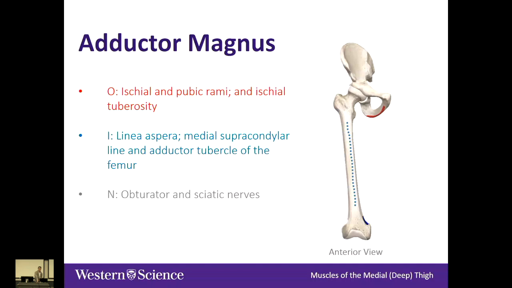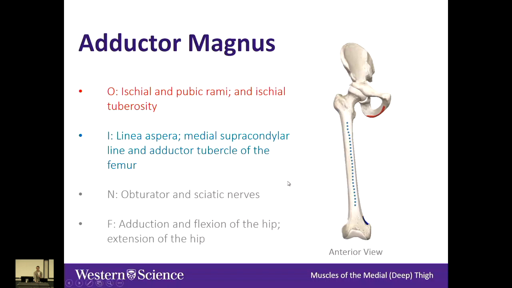So adductor magnus gets half of that. It also gets the obturator. And if you look at the functions, I would love to say it does adduction and flexion of the hip, and that's it. But it also does do extension as well.